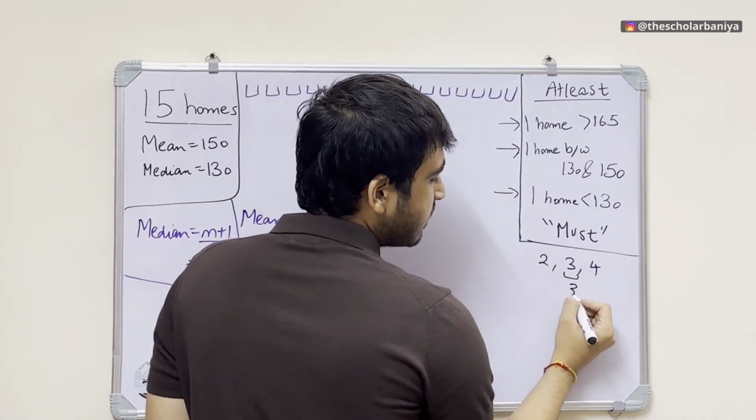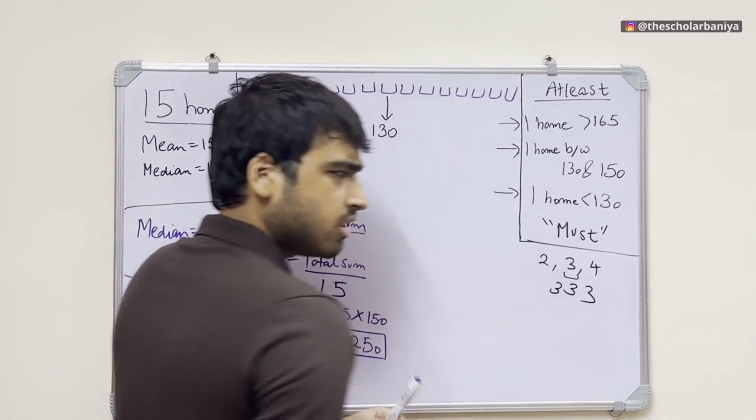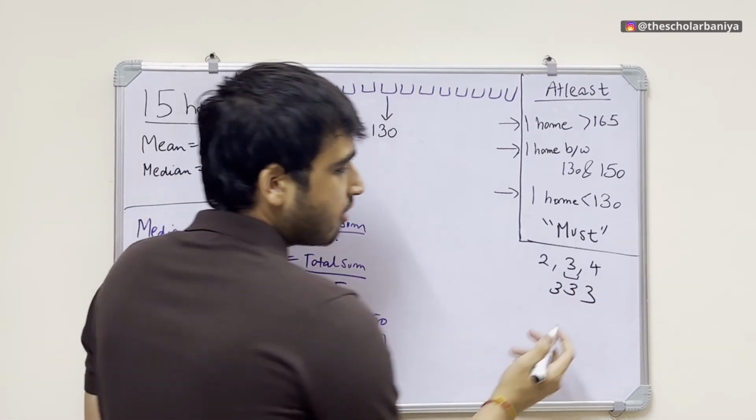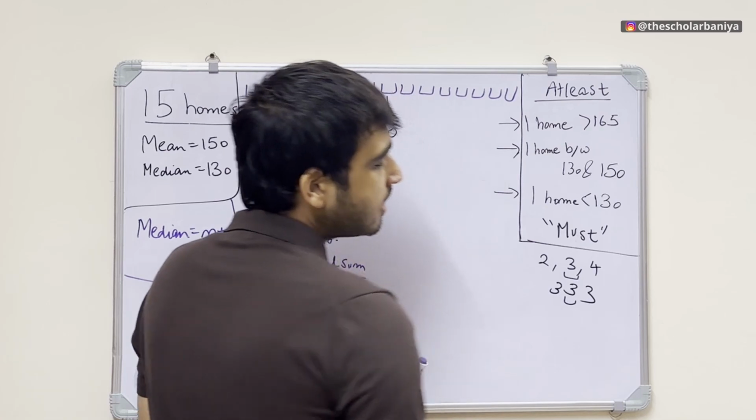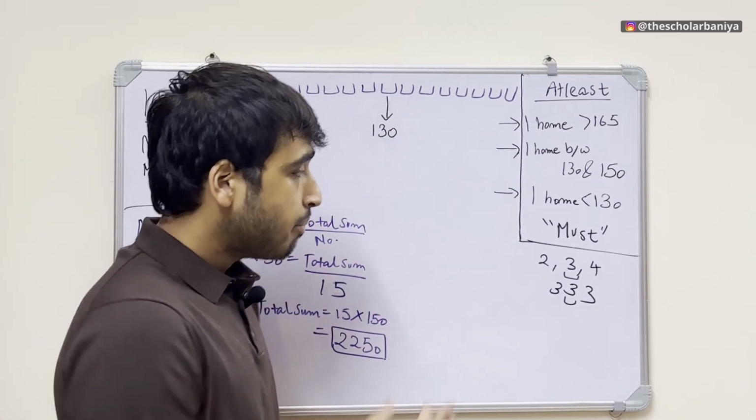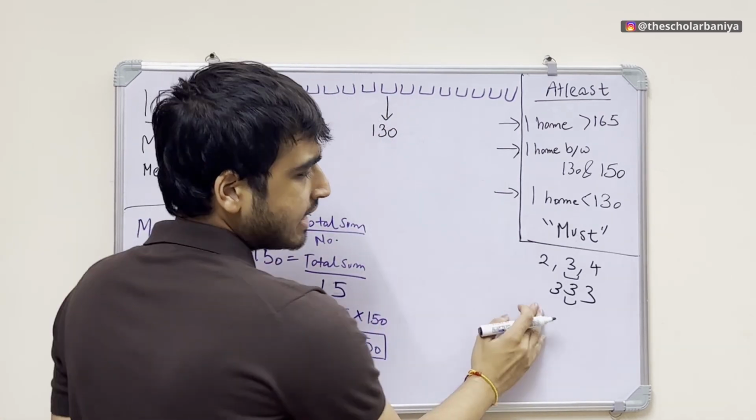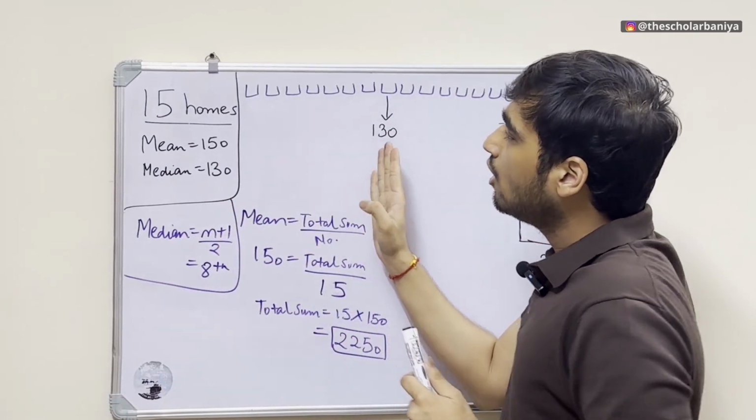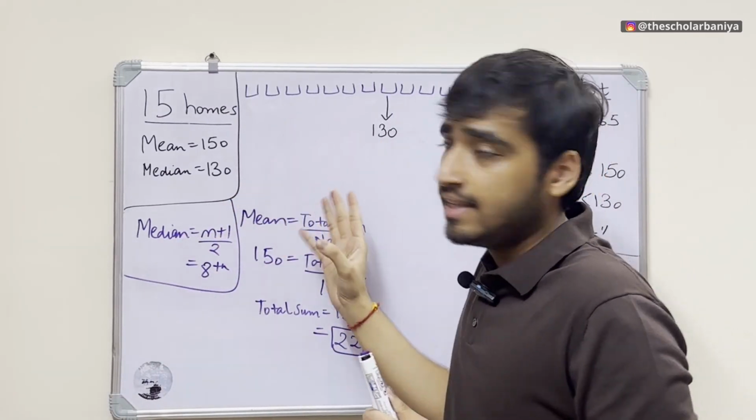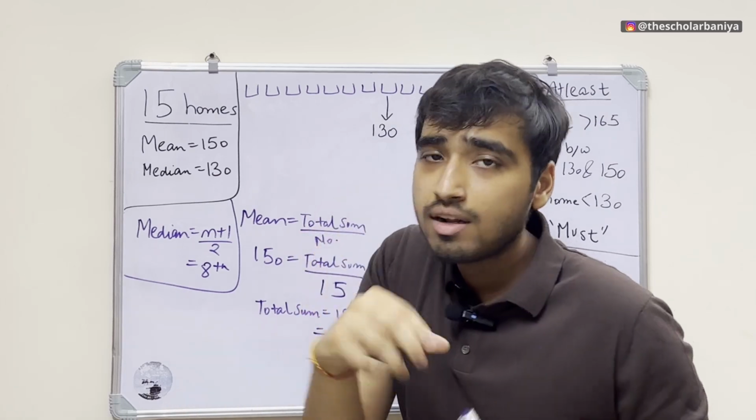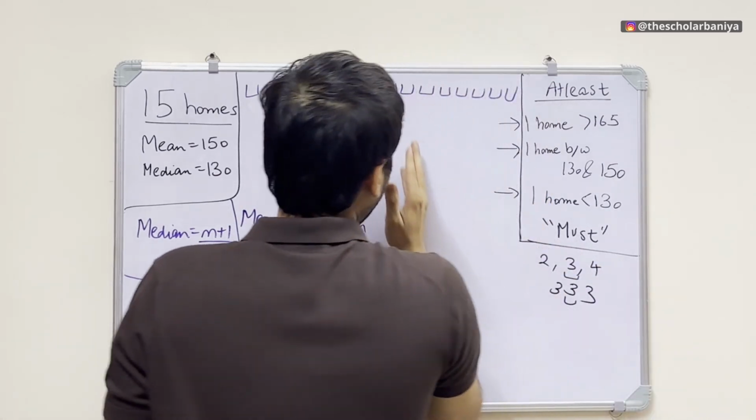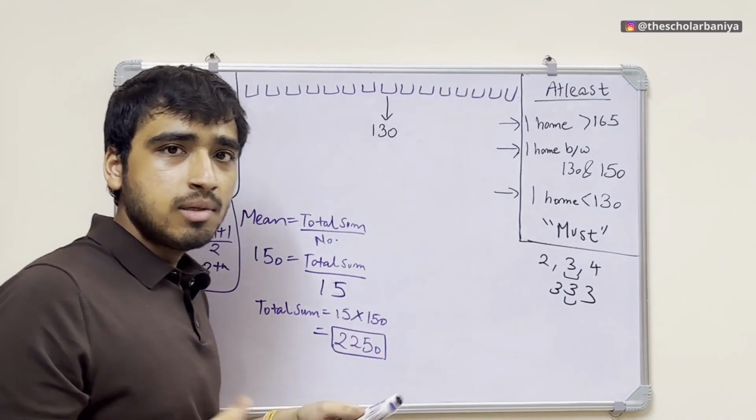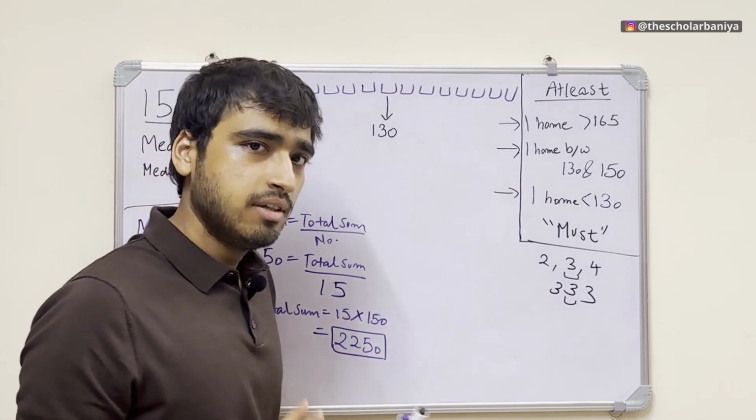But for example, 3 3 3 is also kind of ascending order. Why? Because the middle element is 3, but the left element is also 3. So you can say this is ascending order, right? So similarly, all the homes on the left, they can either be 130 or less than 130, and all the homes on the right, they can either be 130 or greater than 130, right?